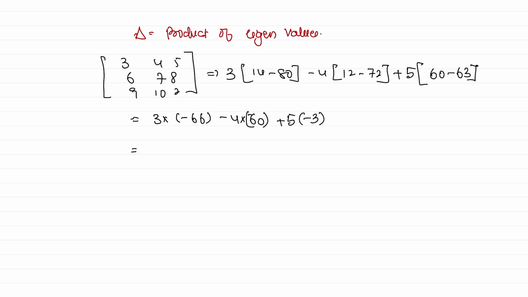This is minus 198 plus 240 minus 15, that is equal to 42 minus 15, that is equal to 27. That means we have cross checked it.